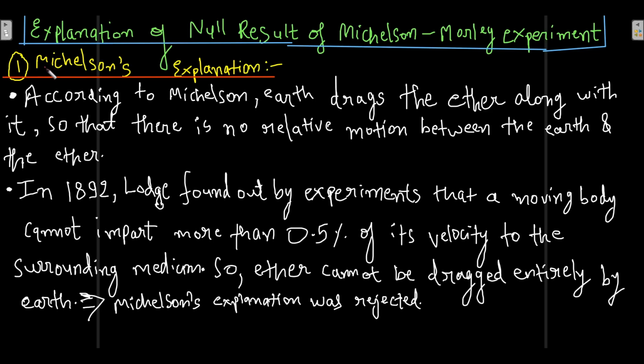Michelson himself also explained the null result of his own experiment, and let us have a look at what he wanted to say. But before that, let us understand what the null result implied. The null result implied two things: either no ether exists, or there is no relative motion between earth and ether, because it is giving no fringe shift.